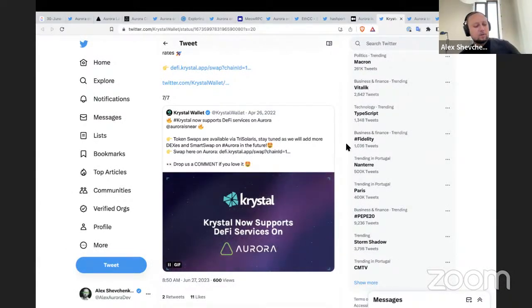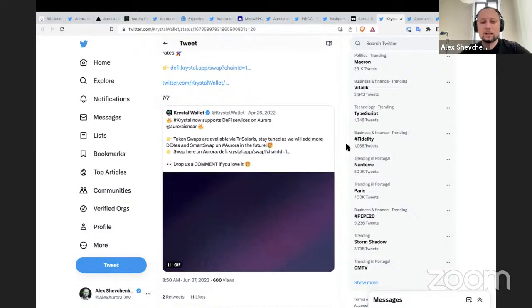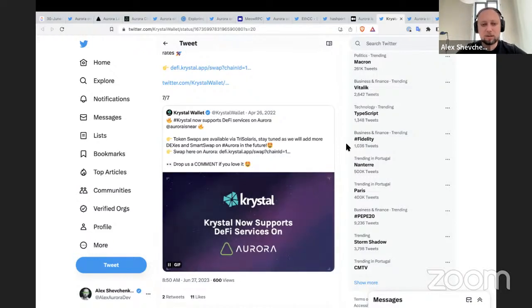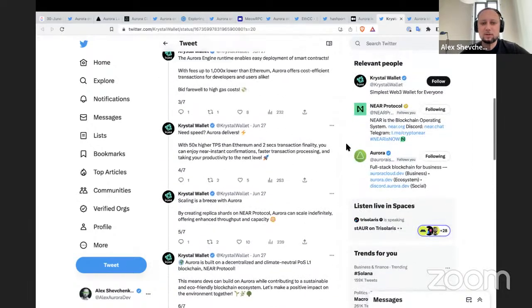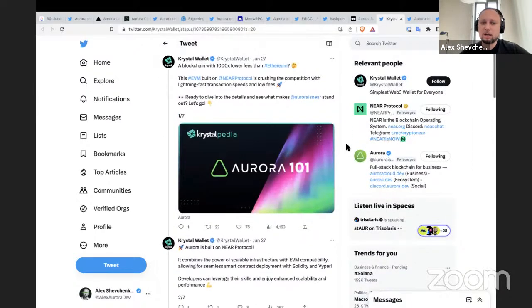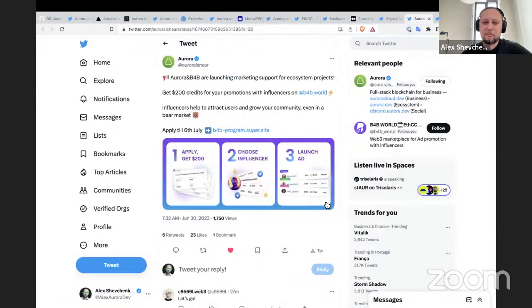An additional partner wallet integrated with Aurora, and this time it is Crystal Wallet. It is one of the wallets that are focused on the DeFi ecosystem and making sure that things are working pretty well with DeFi. Crystal has now integrated Aurora, and there are quite a lot of different things that are available there. Check out their Twitter thread from June 27th about Aurora. It's called Aurora 101. There are quite a lot of interesting things here.